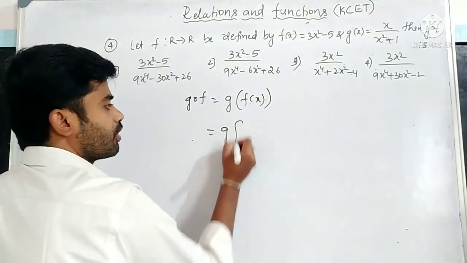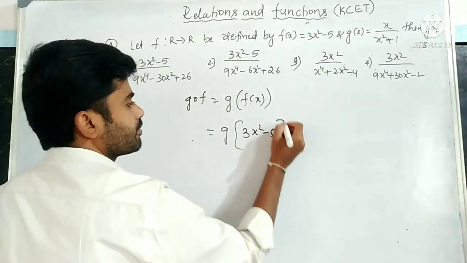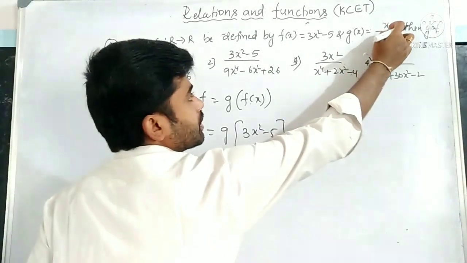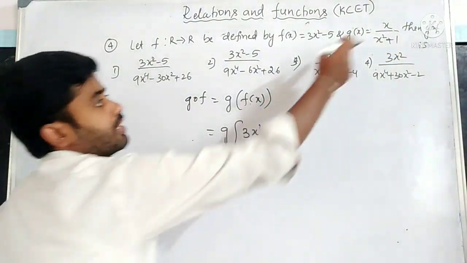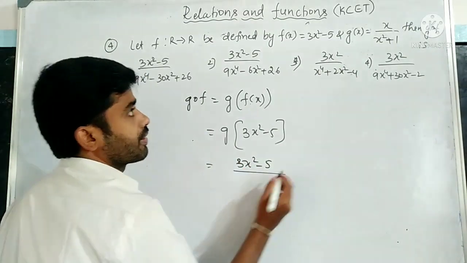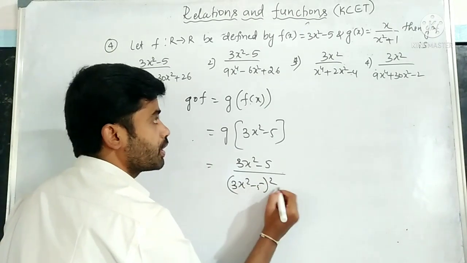f composite g is g of f of x. Then g of, what is f of x? f of x is 3x square minus 5. What is g of x? g of x is this one. In the place of x we should write this one, 3x square minus 5. So it is (3x square minus 5) by (3x square minus 5) whole square plus 1.